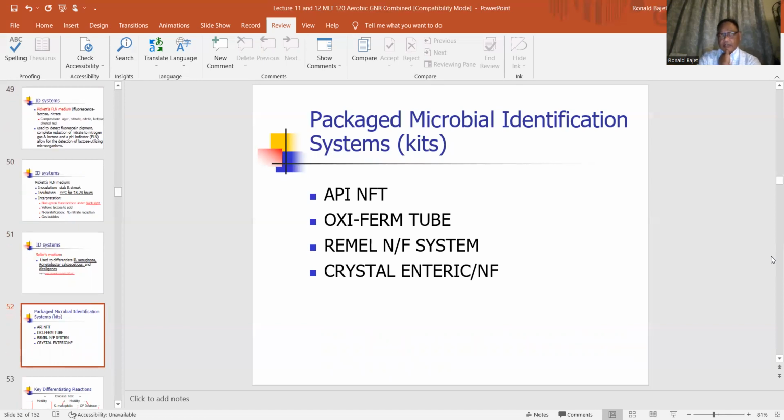More identification procedures like the API. Enterobacteriaceae uses the 20E. For the non-fermenters, it's API NFT, non-fermentative test. There's the Oxi/Ferm tube, the non-fermentative system by Remel, and then there's a Crystal enteric non-fermenter system.